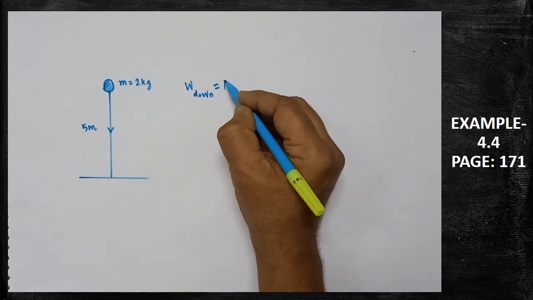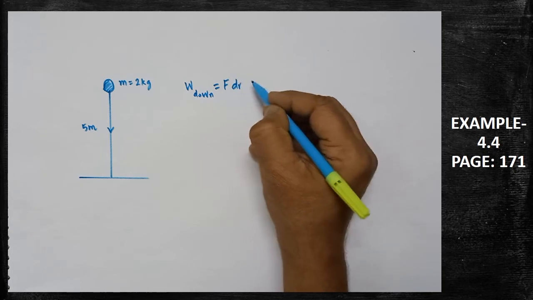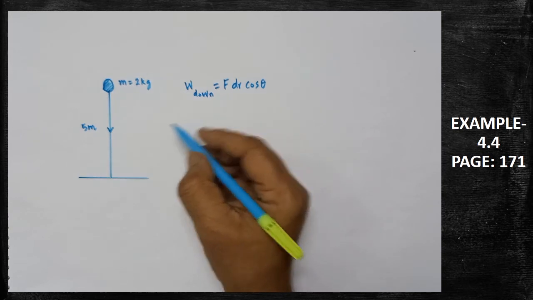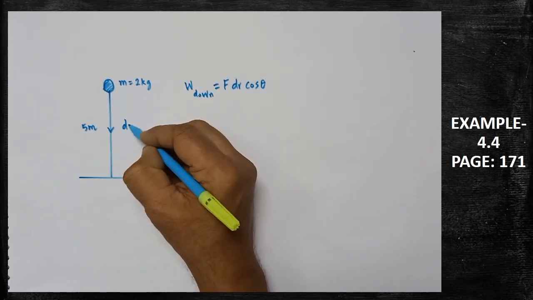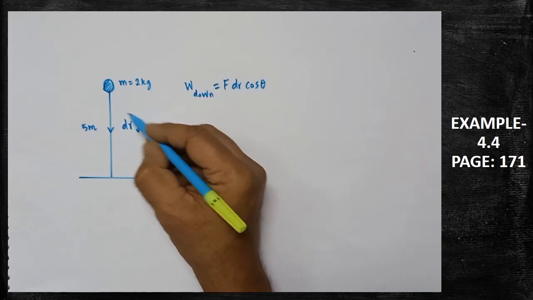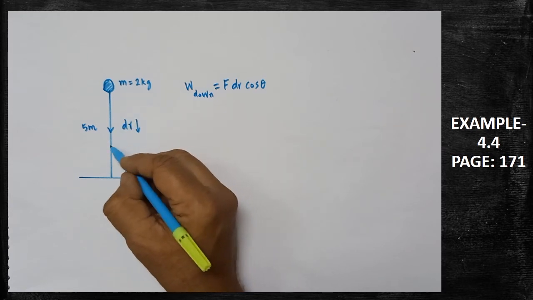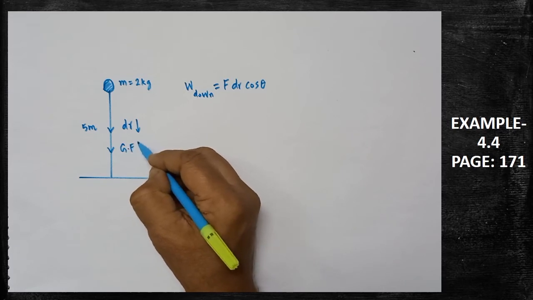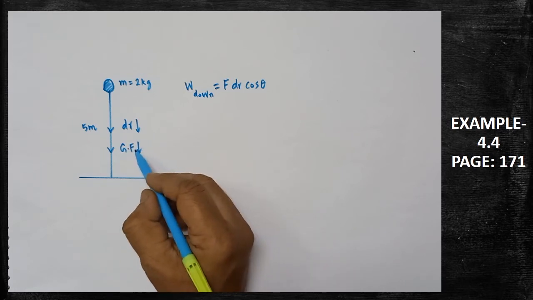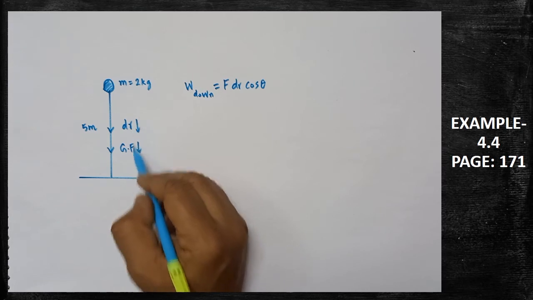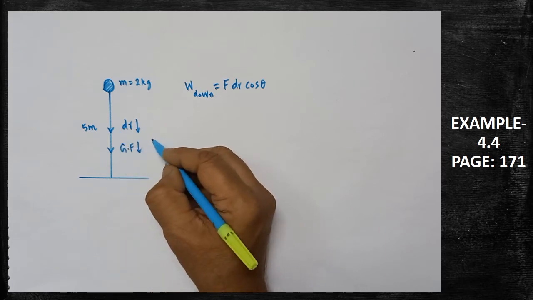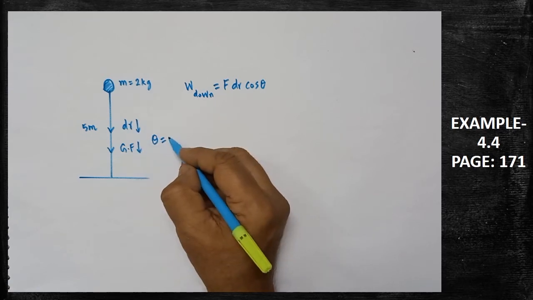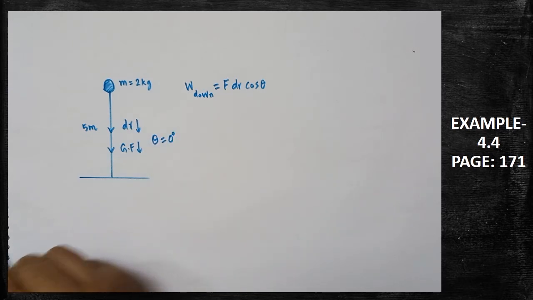Again, the formula is F dr cos theta, the fundamental formula to calculate the work done. Here the displacement takes place in the downward direction. The object is moving downward, and the gravitational force acting on the body is also acting in the downward direction. Both gravitational force and displacement are in the same direction. Therefore, the angle between gravitational force and displacement is 0 degrees.